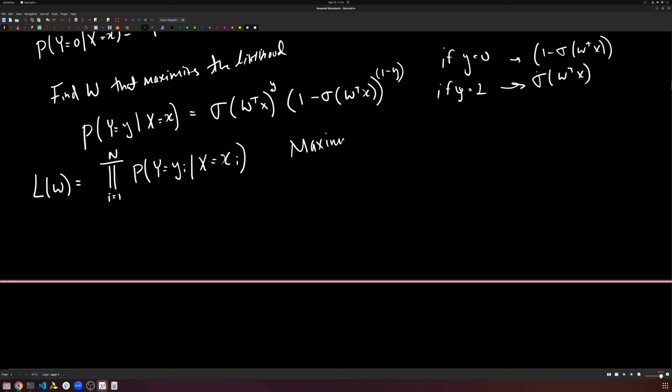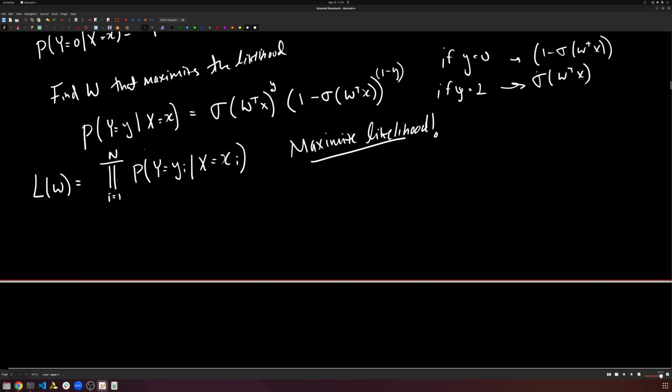Maximize likelihood. Right? Our goal is to maximize likelihood. We want to maximize this term.